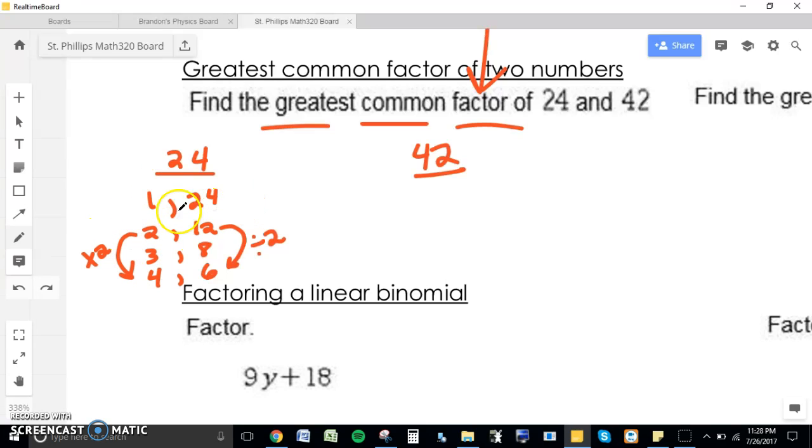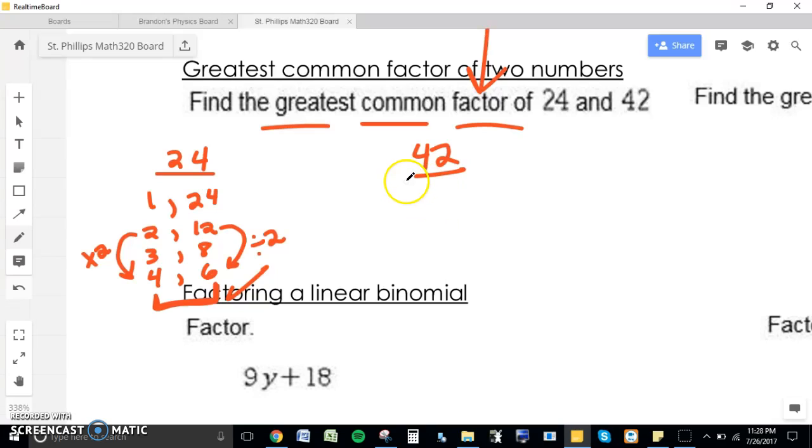But for now, just list the factor pairs. Go from 1 to the ending number and then work your way down. And then when the numbers meet in the middle, right, there's nothing between 4 and 6 that are factors of 24, you're done.